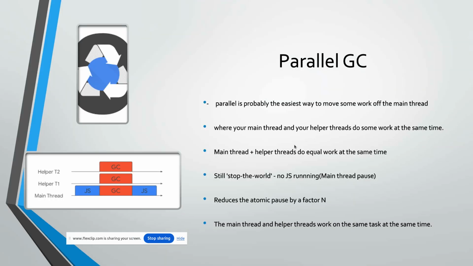So what is parallel GC? Parallel is probably the easiest way. As I told you, it moves some work off the main thread, so your main thread and your helper threads do work at the same time. There's GC on it, but it is still stop-the-world, which means the main thread still pauses. It could reduce the pause time by a factor of n, and the main thread and helper threads work on the same thing at the same time.